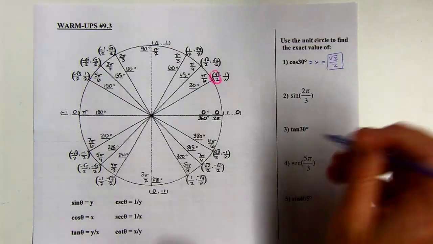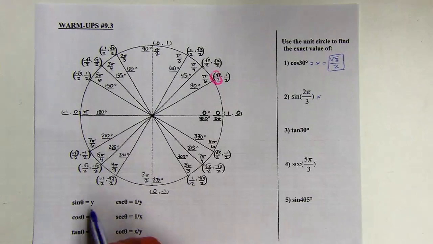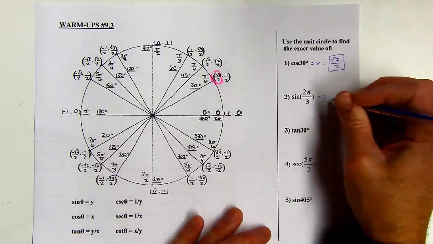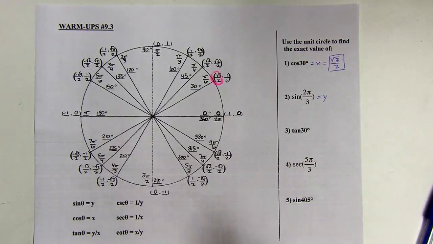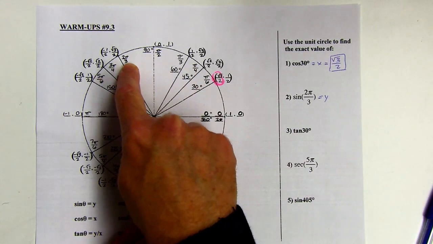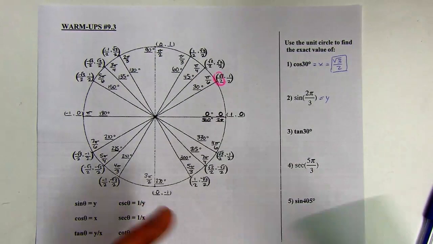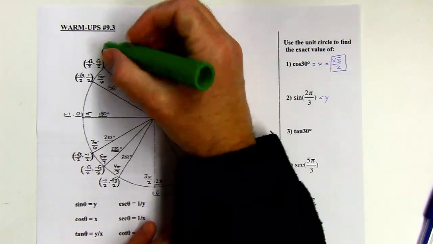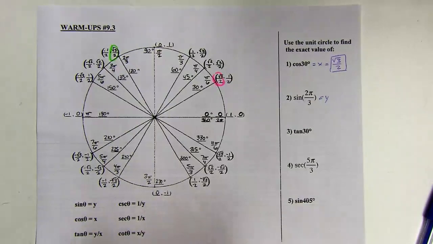All right, so for sine, I'm going to be looking for a y value, all right? So I'm going to find 2 pi over 3, this is in radians, but 2 pi over 3, there it is, okay? And then I'm looking for the y value then at 2 pi over 3, which is also √3 over 2.